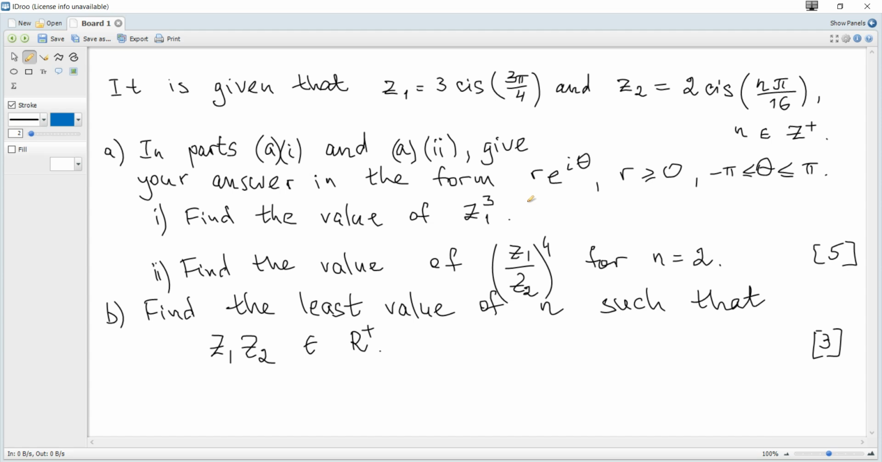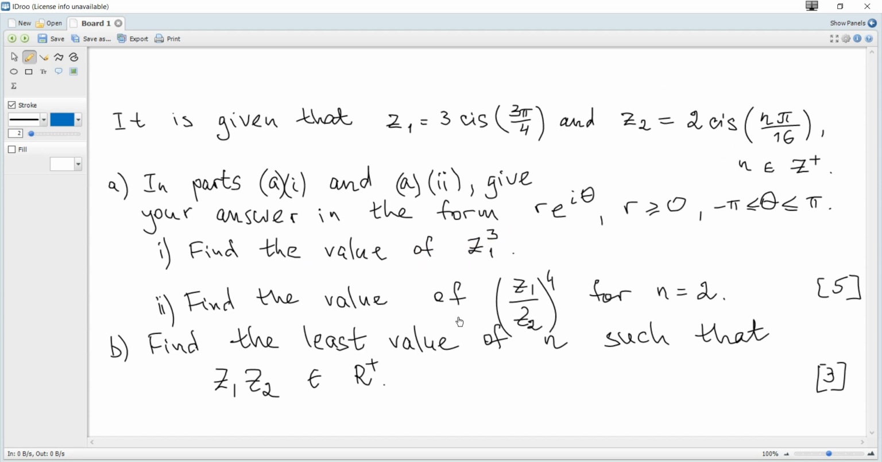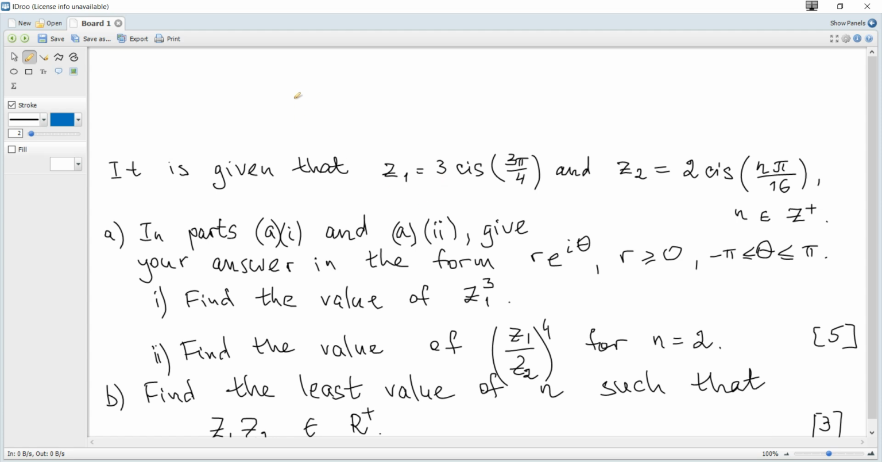It is given two complex numbers, z1 and z2. n is a positive integer. Find the value of z1 cubed. You can see that z1 is given in the modulus-argument form. It can also be rewritten as 3 times cosine of 3 pi over 4 plus i sine of 3 pi over 4. It's also the modulus-argument form.